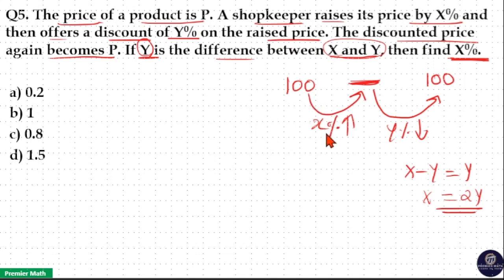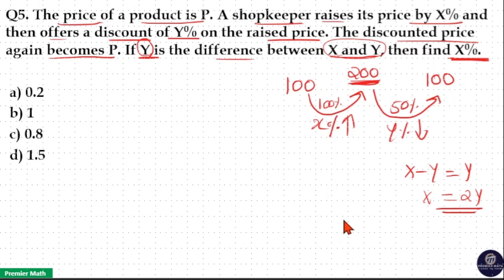Now if I consider X percentage as 100 percentage. Now 100 percentage of 100 is 100. Now increased price becomes 100 plus 100, 200. Now here it says X is equal to 2Y, which means I reduce it by 50 percentage. Now if X is 100, Y must be 50%. So if I give 50 percentage discount on this 200, final price will become 100.